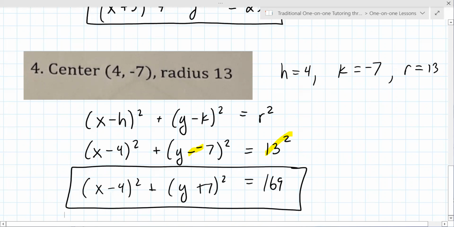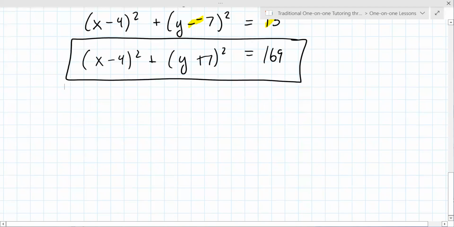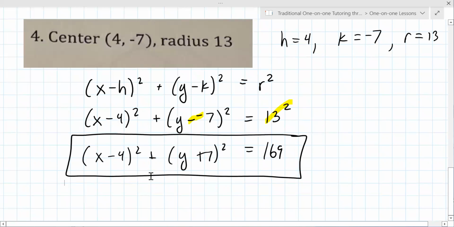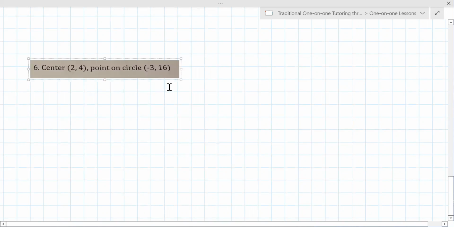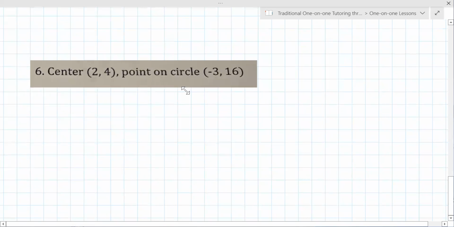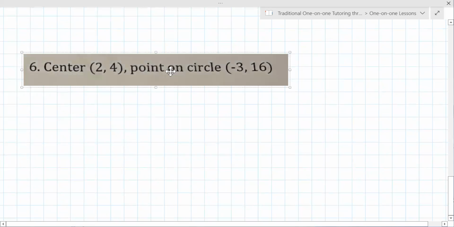Great. Can I use a calculator? Sure. For what part of it? 13 squared. Oh yeah, of course, that's fine. Okay, we're going to skip 5 and go to 6. Well, 5 is something you can probably do on your own. We're going to do the harder ones first.